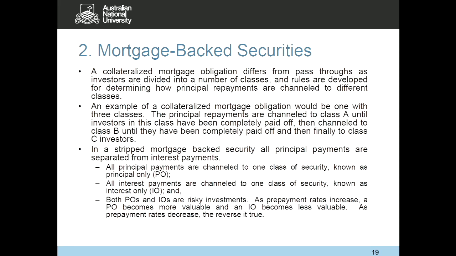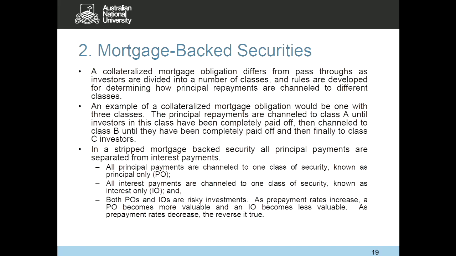So the simplest type of agency-backed mortgage security is that all investors would receive the same return and bear the same prepayment risk. But not all the mortgage-backed securities work in this way. One example is a collateralized mortgage obligation, or CMO. In a CMO, the investors are divided into a number of classes, and there are rules and policies developed to determine how the principal repayments are channeled to different classes. Okay? So a collateralized mortgage obligation would create classes of securities that bear different amounts of prepayment risk.